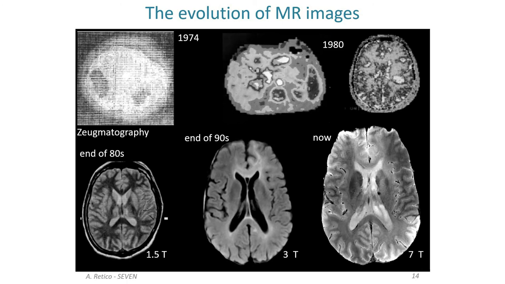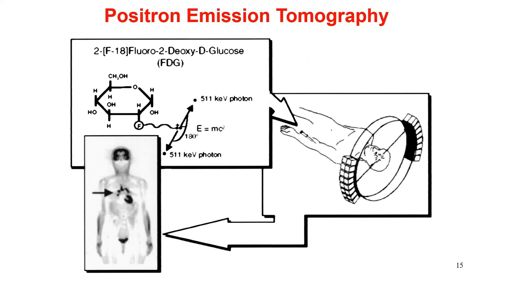I want to show you the first image that was produced by my friend Phelps in Los Angeles at the end of the 60s, with the first imaging of the brain that was taking deoxyglucose. This was done with carbon-11 deoxyglucose. Basically, deoxyglucose is a precursor of glucose, so it is taken up by the brain where there is necessity of energy, necessity of glucose. So this is the activation of a part of the brain.